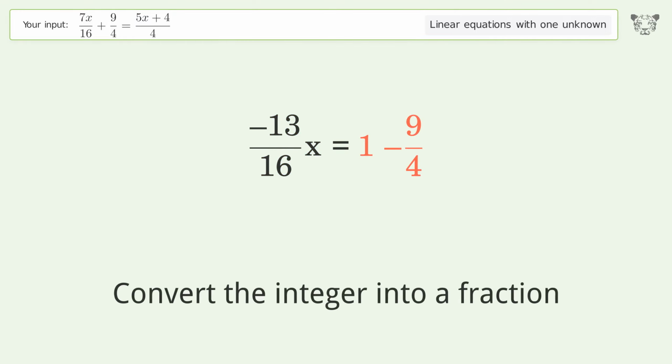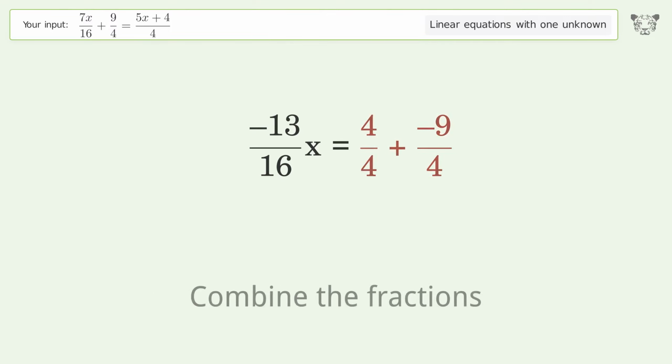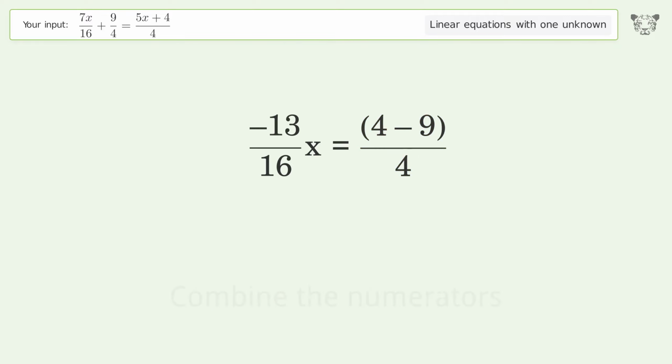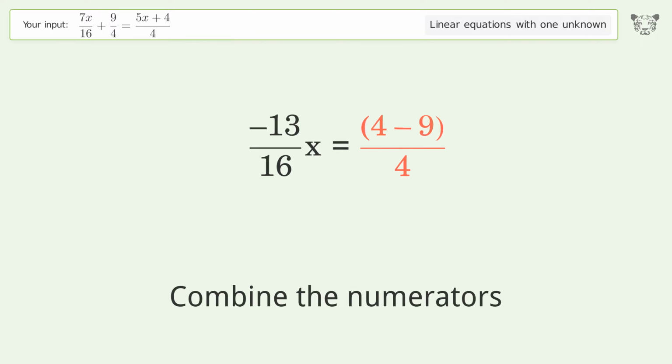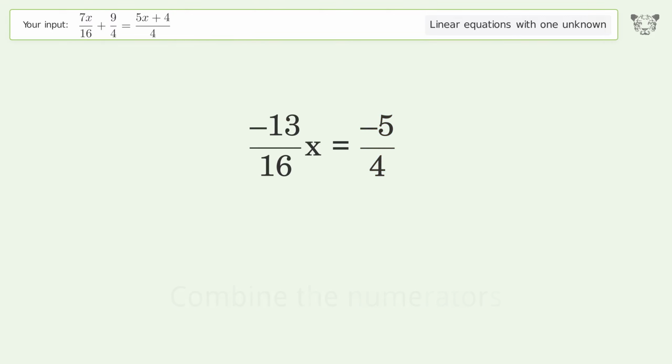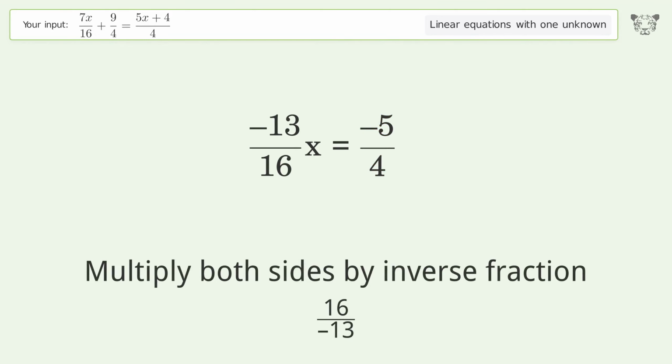Convert the integer into a fraction. Combine the fractions. Combine the numerators. Isolate the x. Multiply both sides by the inverse fraction 16/13.